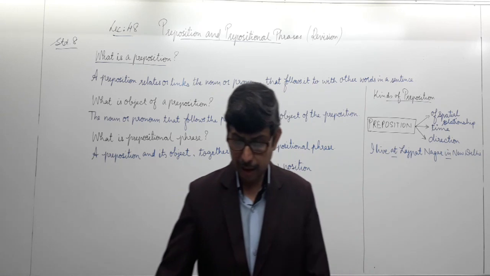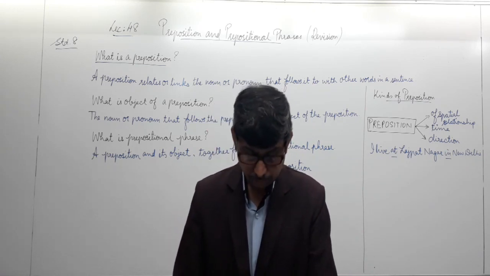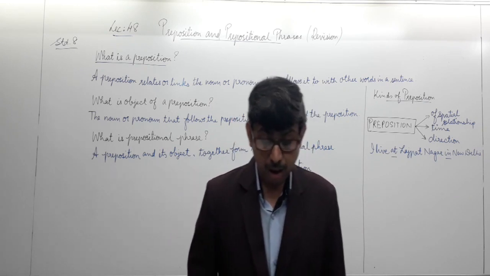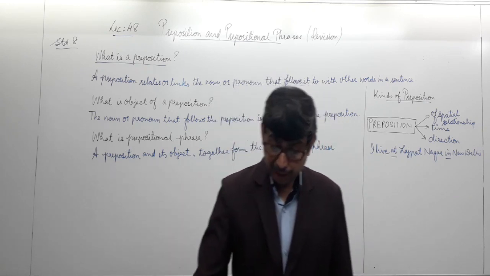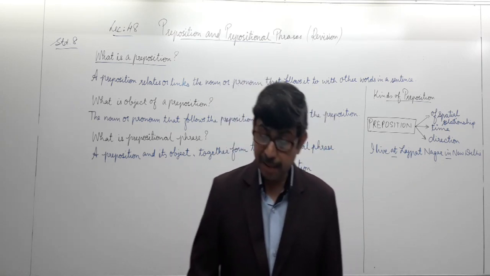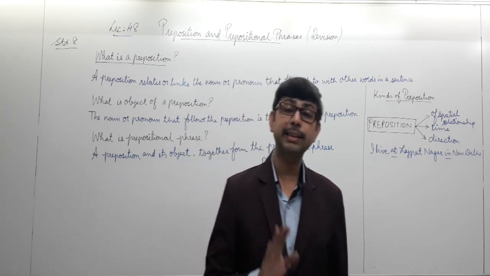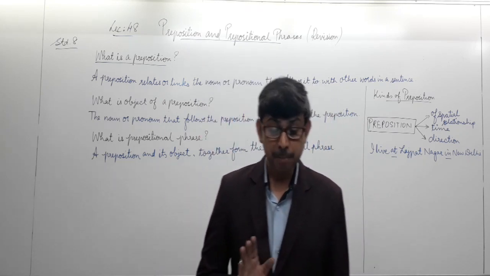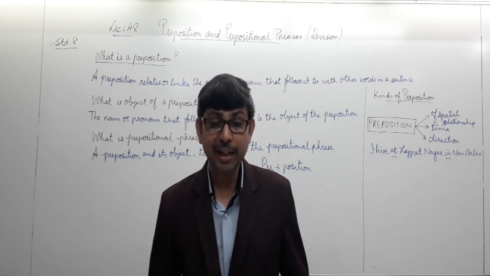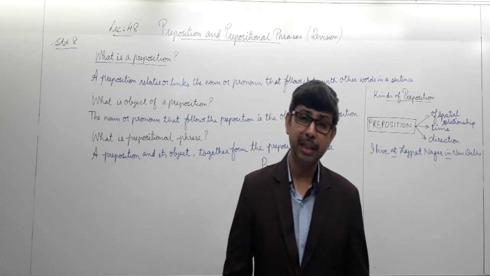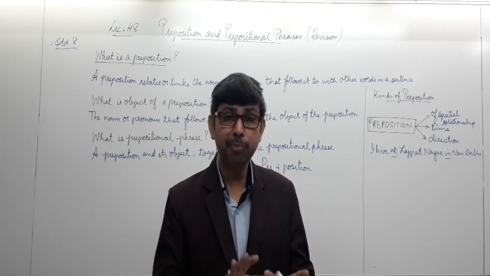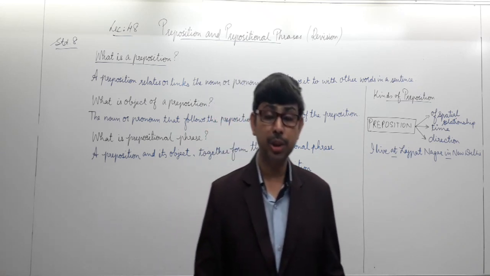Moving ahead to the next kind of preposition, that is preposition of time. The preposition of time refers to time or duration of an action or the state of being. I repeat, prepositions of time refer to time or duration of an action or a state of being: some time that is taken for it to happen, or in what state or condition it is.